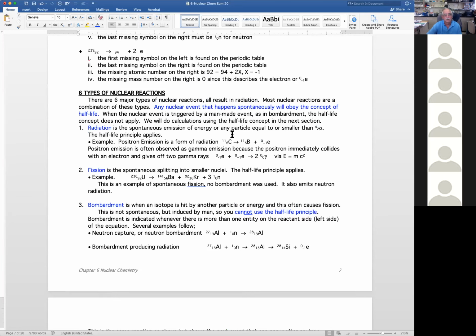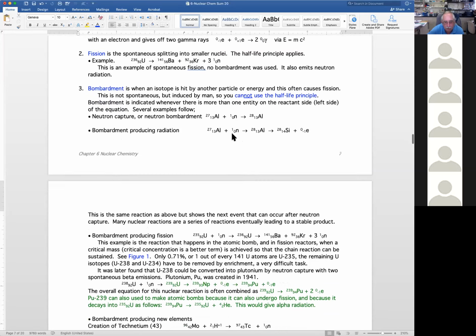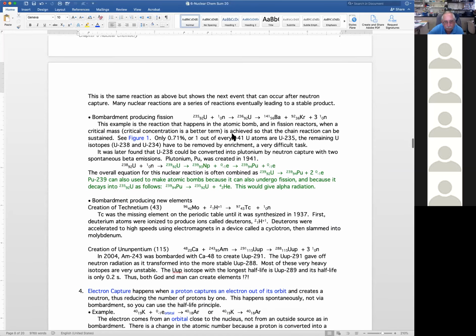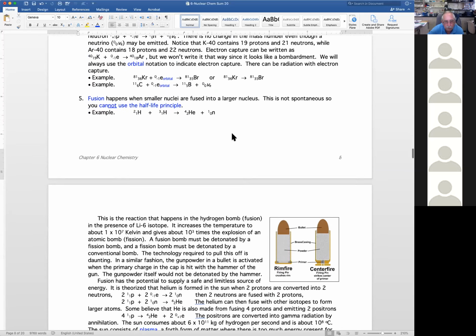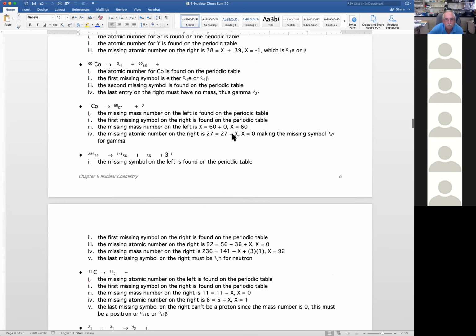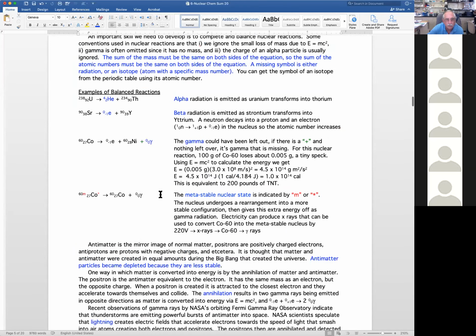So somewhere in here, there's only one thing that is not a transmutation. Let's see, where did I put, oh, it's way up here. This right here is not a transmutation, is it? Because the number of protons didn't change. So the element didn't change. Not a transmutation. All the rest of them are.